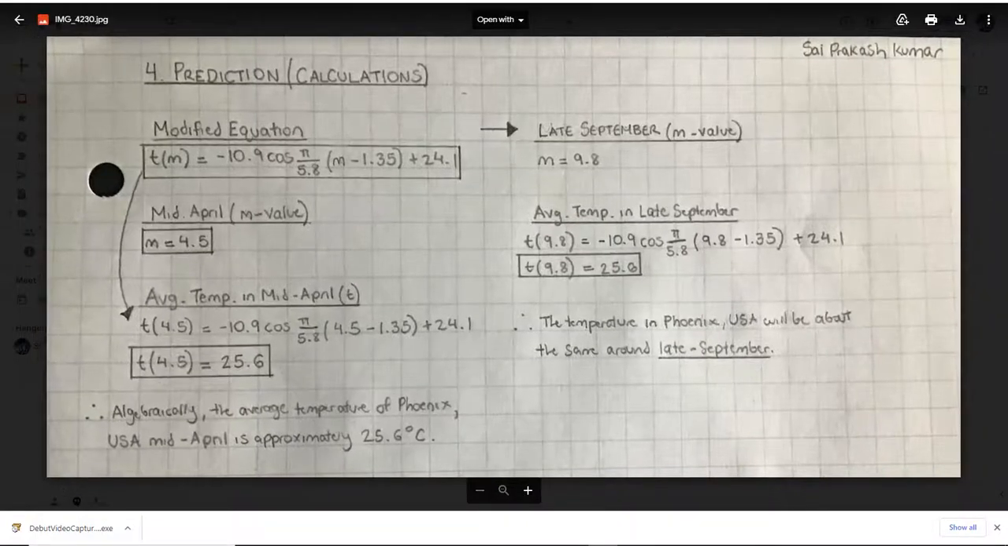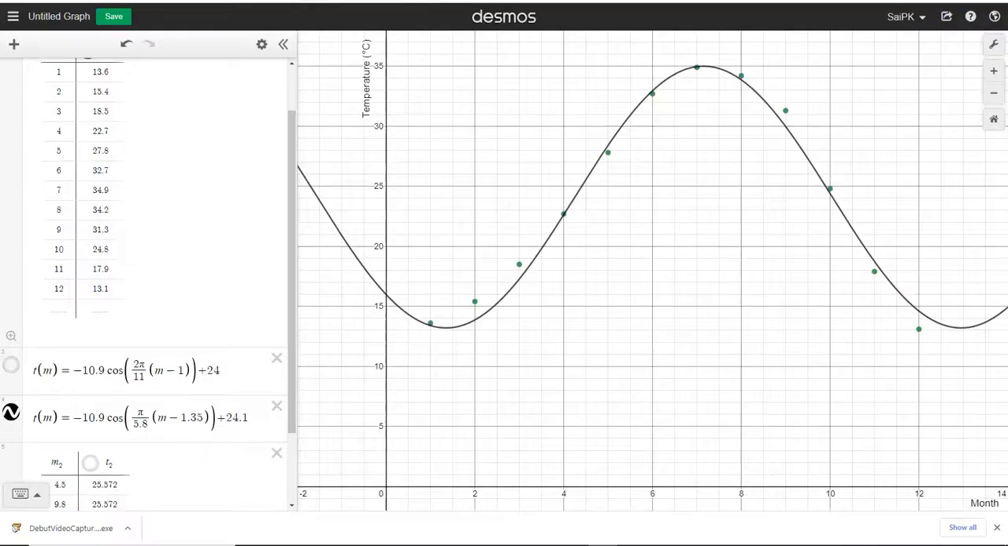So now using this modified equation, I had to algebraically calculate the average temperature of Phoenix in mid-April. So mid-April equates to m equals 4.5. So I subbed in the value of 4.5 into the algebraic equation to get a value of 25.6 degrees Celsius. And to verify this using a graph, I went to 4.5 as the m value, and saw that it equals a t value of 25.6 degrees Celsius.